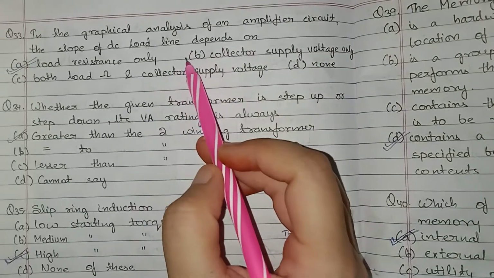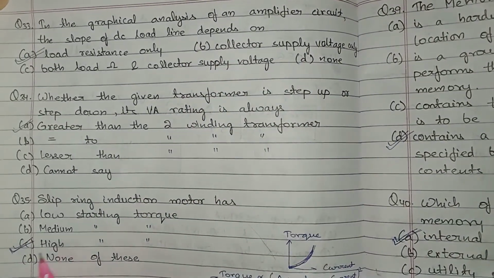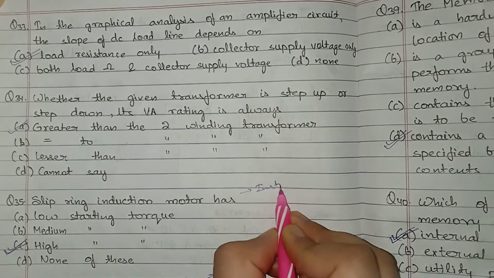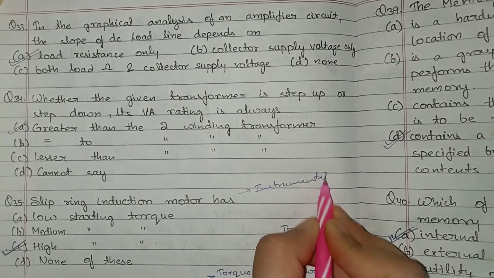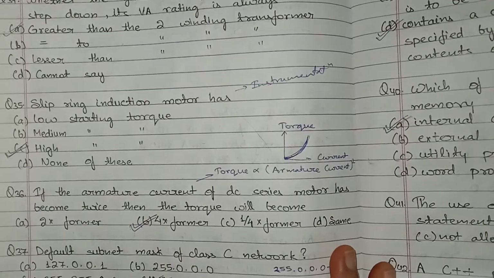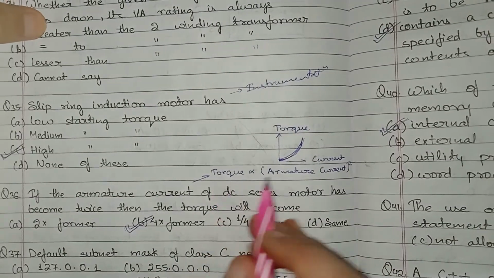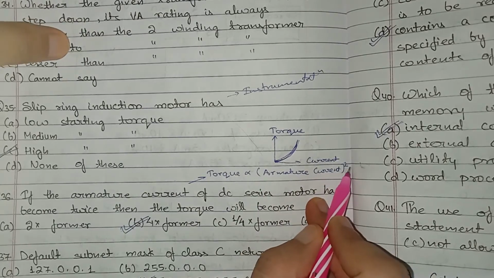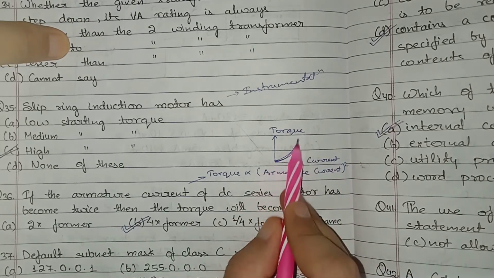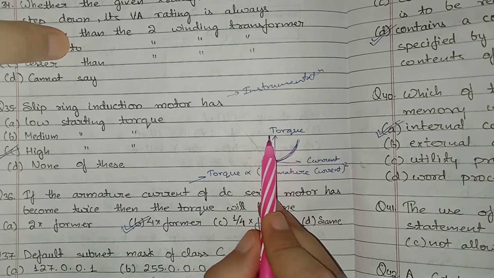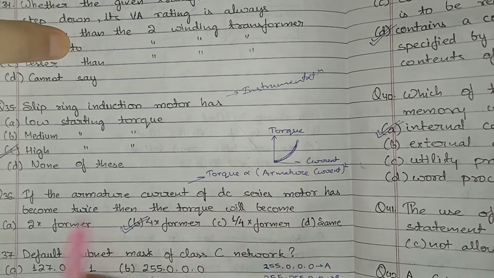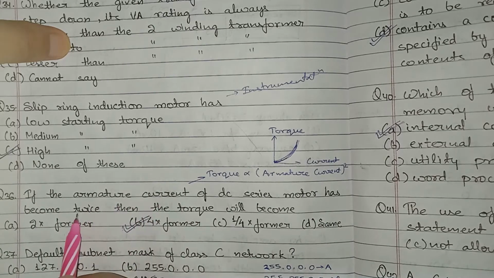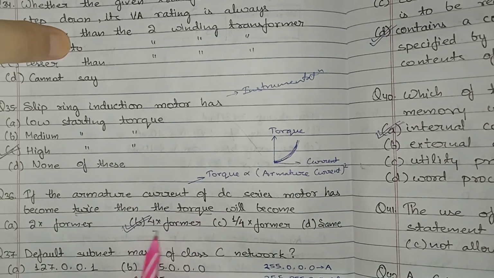Theoretical, theoretical, theoretical. This is from instrumentation section. Again, in instrumentation, torque is proportional to the square of armature current. And this is the graph of torque and current. If armature current becomes twice, torque will become 4 times.